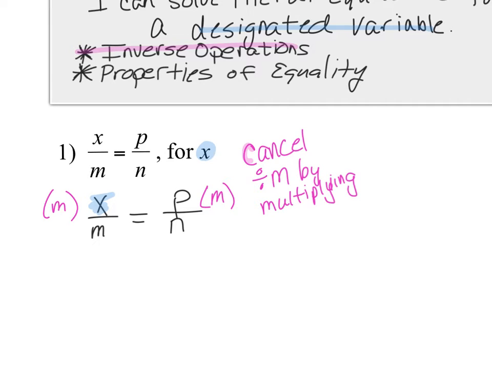So over on the left, those m's have now canceled each other out. And I have my x isolated. I have solved for x exactly like the problem asks me to do. And we did that by doing inverse operations and by looking at our properties of equality.